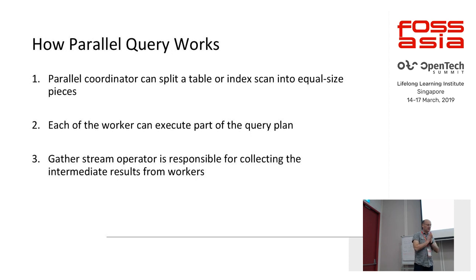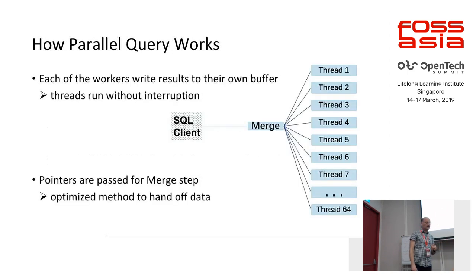It works in the way that there's a coordinator. It splits up the table or index scan into equal size pieces and then gives those pieces to the workers to work on. And then the coordinator at the end will gather the results and put them together and report it back to the users. Each of the workers will write their results to their own buffer, and there will be message queues between each of the threads and the coordinator, and the coordinator will then read from these message queues and put the result together. If it's a count, as the example shows, it will sum the counts.